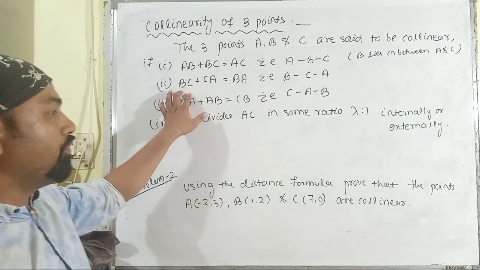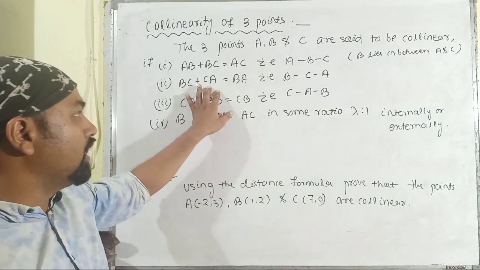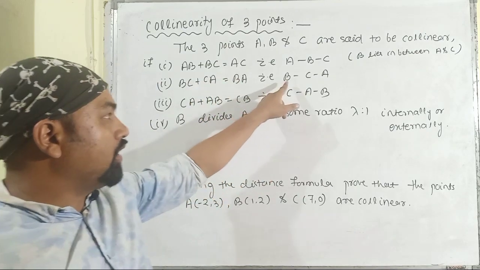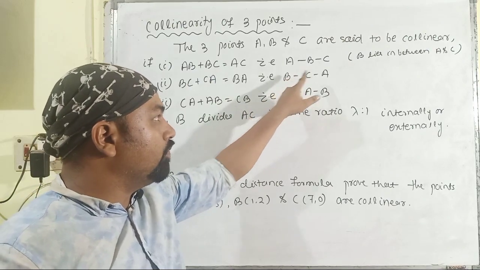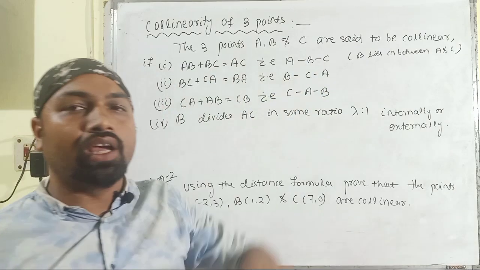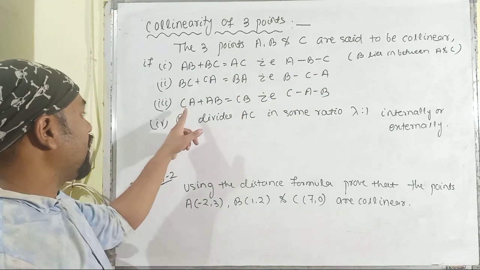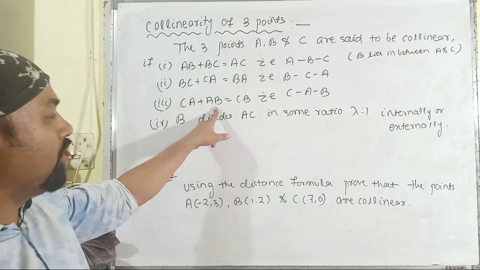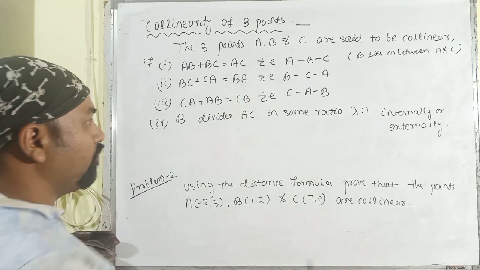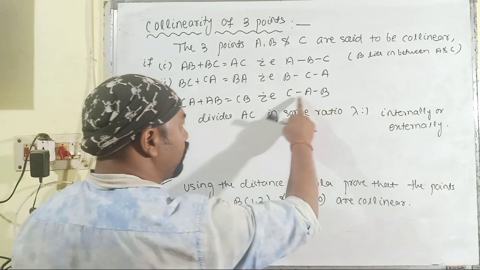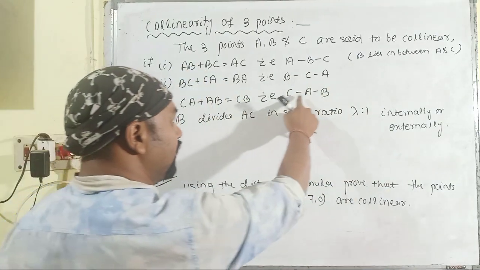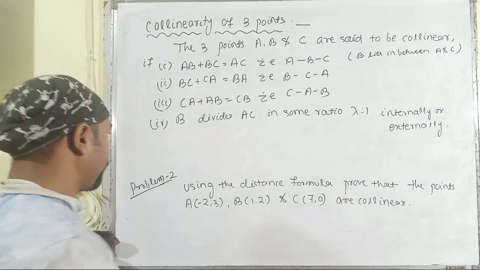Similarly, if the length of BC plus length of CA is equal to the length of BA, that means you have to confirm that the point C lies in between B and A, that means the 3 points B, C and A are collinear. Similarly, if the length of CA plus length of AB is equal to length of CB, that means the point A lies in between the 2 points C and B and they are collinear. In the sequence C, A, B they are collinear.